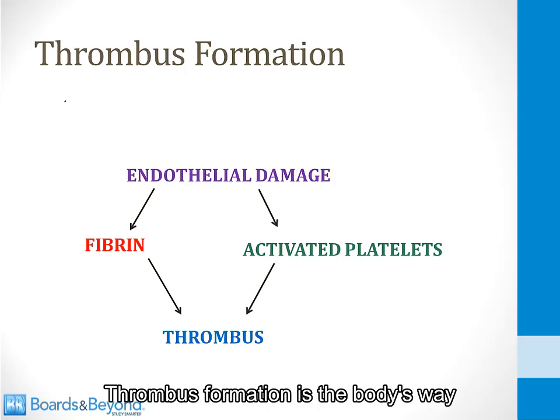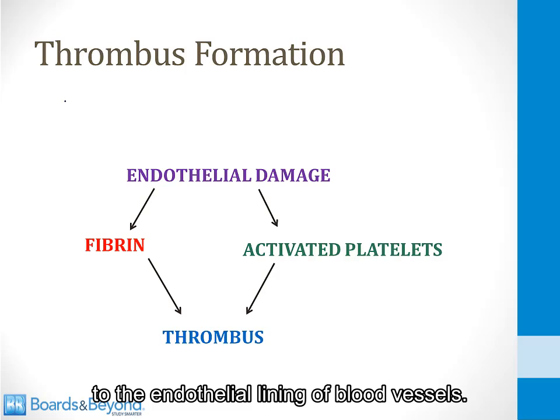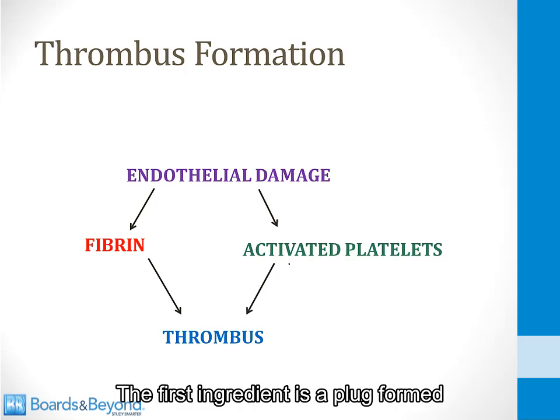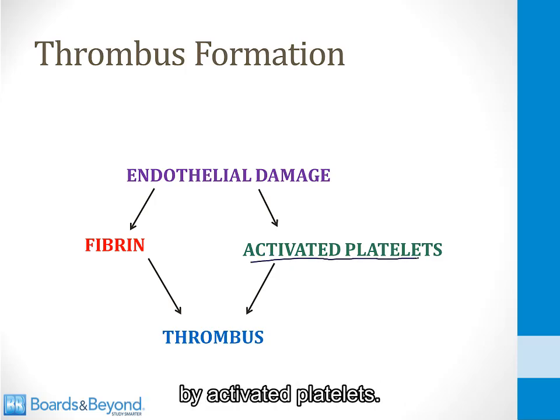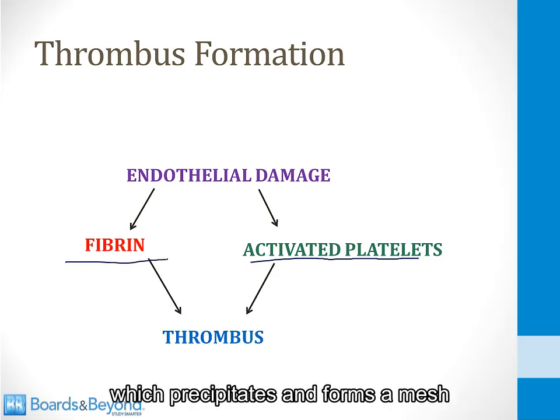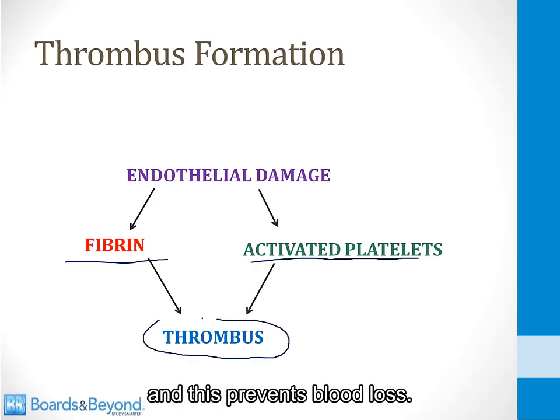Thrombus formation is the body's way of preventing blood loss when there's damage to the endothelial lining of blood vessels, and a thrombus is formed by the body using two ingredients. The first ingredient is a plug formed by activated platelets. The second is an insoluble molecule called fibrin, which precipitates and forms a mesh, and together the fibrin and the activated platelets form a thrombus, and this prevents blood loss.